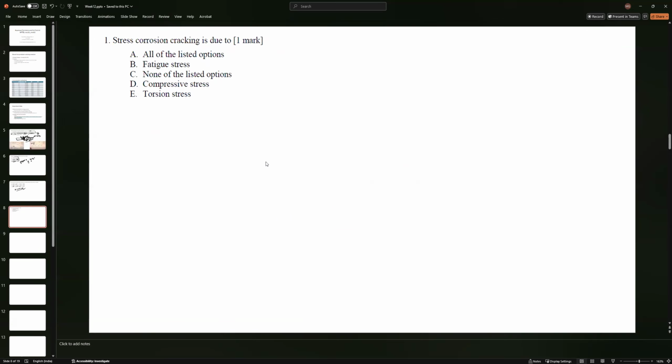This is quite a simple question. Stress corrosion cracking is due to tensile stress. So the answer will be none of the listed options. The listed options are tensile strain, tensile stress, not listed. Sorry.